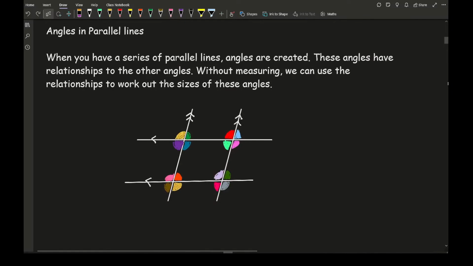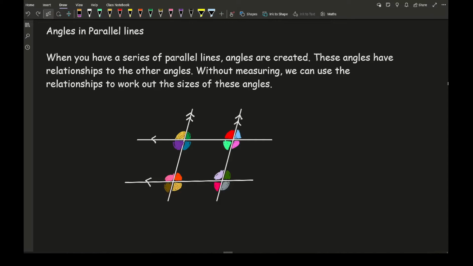So angles in parallel lines. When you have a series of parallel lines, angles are created. These angles have relationships to the other angles. Now without measuring, we can use these relationships to work out the sizes of these angles. So as you can see here, we've got two sets of parallel lines, and you can see all the different angles that are created by those four lines that we have got on the screen.